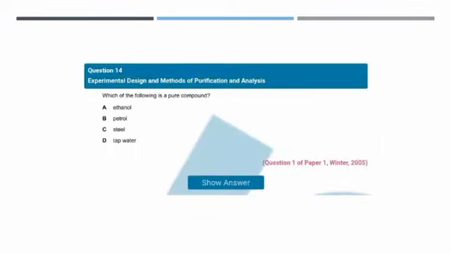Then, this is my first practice question. What does the question say? Experimental design and methods of purification and analysis. That's the topic. Which of the following is a pure compound? Ethanol, petrol, steel, and tap water. Tap water is not pure. Many of you do put that in as an answer. Why is it not pure? Because your tap water contains different mineral ions. Steel is not pure. Steel is an alloy. Petrol is not pure. It contains a mixture of hydrocarbons, so that makes it impure. The only pure substance I'm left with is ethanol. Then, the answer is A.